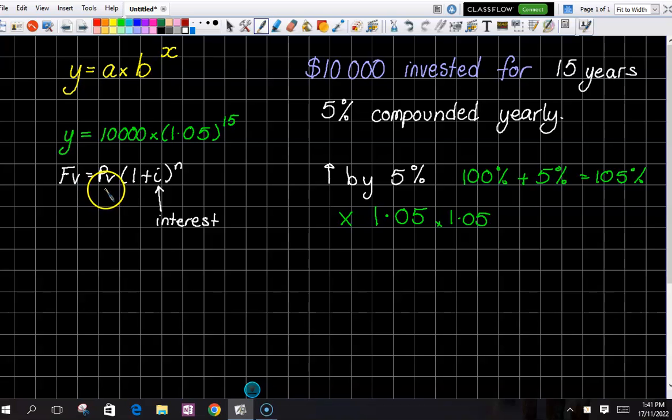I'll tell you what PV stands for. That is your present value, so what you started with. What do you think the FV stands for? Future value, that's right. And this can work when we're growing money. So that's your compound interest formula.